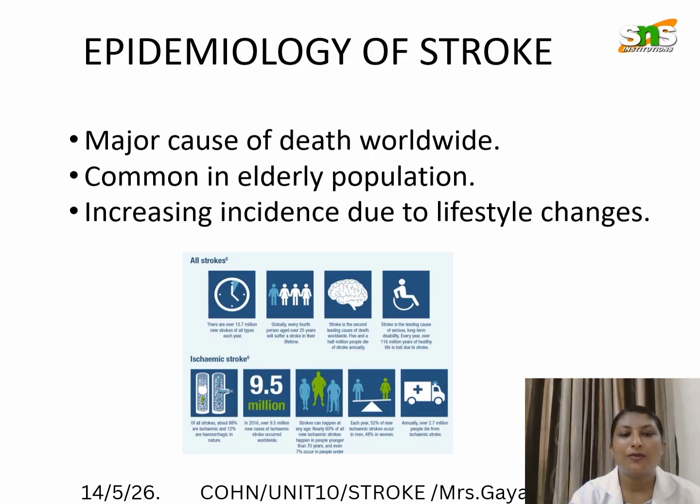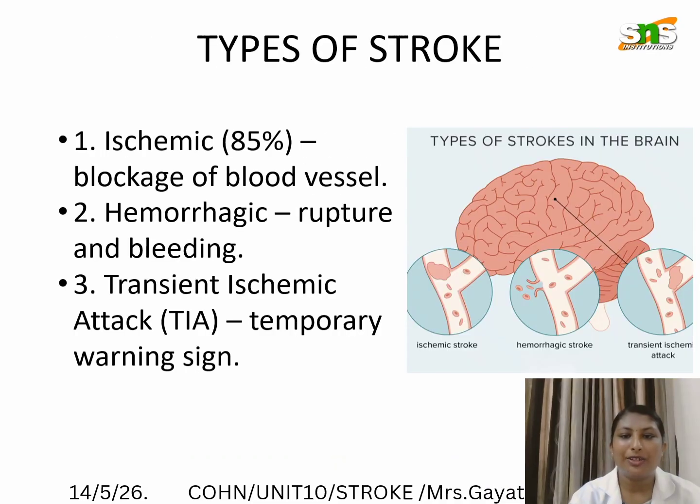The epidemiology of stroke: it is a major cause of death worldwide. It is common in the elderly population, and the incidence is also increasing due to lifestyle changes. The types of stroke can be divided into three. First one is ischemic, which accounts for 85% of cases, caused by blockages of blood vessels. Second is hemorrhagic, caused by ruptures and bleeding. Third one is transient ischemic attack.